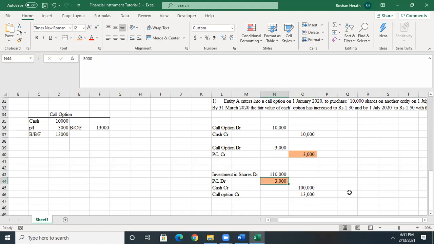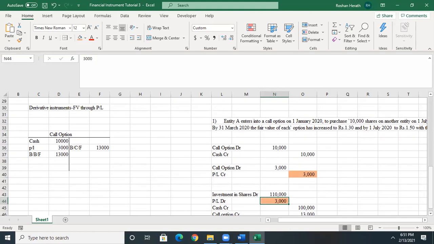And another important thing when it comes to these options is that it's a kind of a right. It's a right, not an obligation. So as far as the holder is concerned, it's not an obligation.